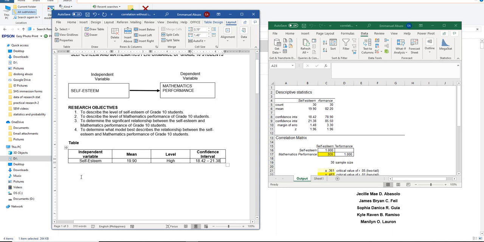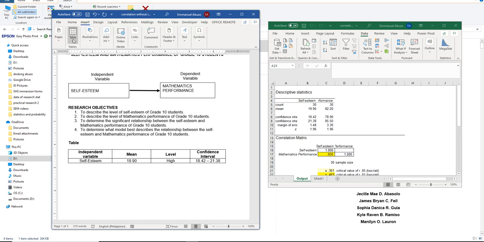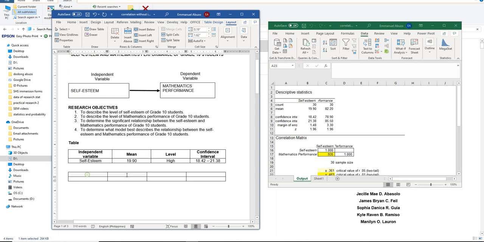Okay, next table, since table 1 will answer the research objective 1, the self-esteem, and then objective number 2, mathematics performance, we are going to make another table for our dependent variable rather. So insert table. So we have 4 by 2. This must be bold and center, and this is unbold.